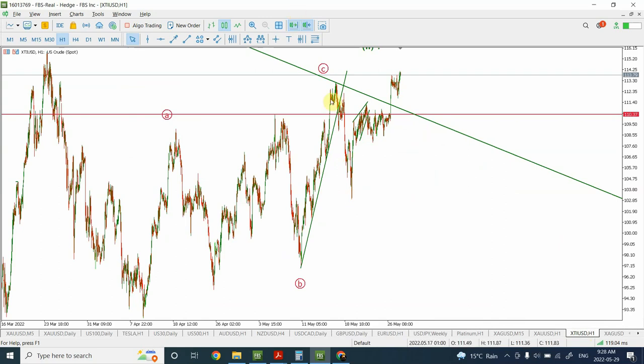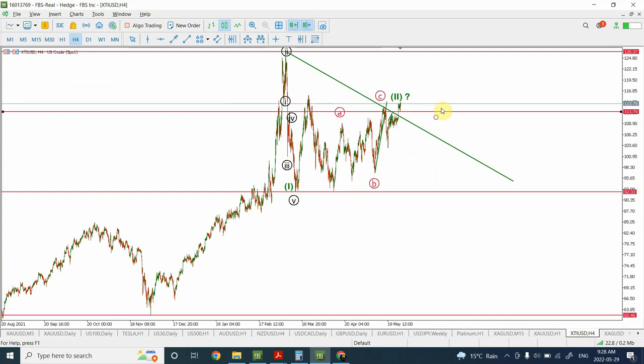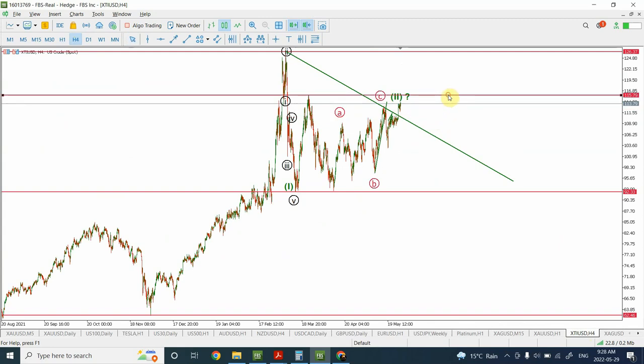Now, crude oil, we were expecting for the prices to drop from over here, and they did initially very good, but when the price jumped up, it went beyond our starting point right over here too. So what I'm going to do right at this point, I believe that this area is very important. 115 is very important, and I'm still expecting for crude oil to be bearish.